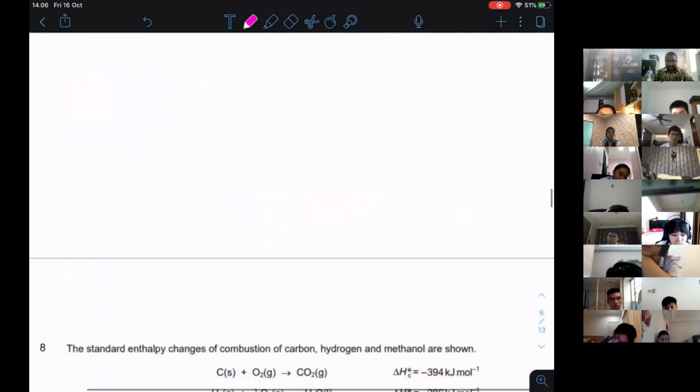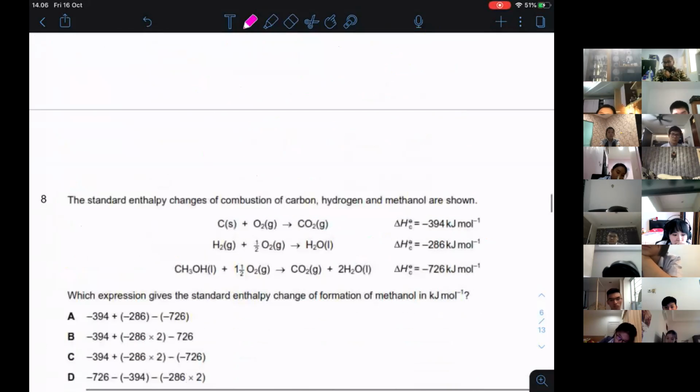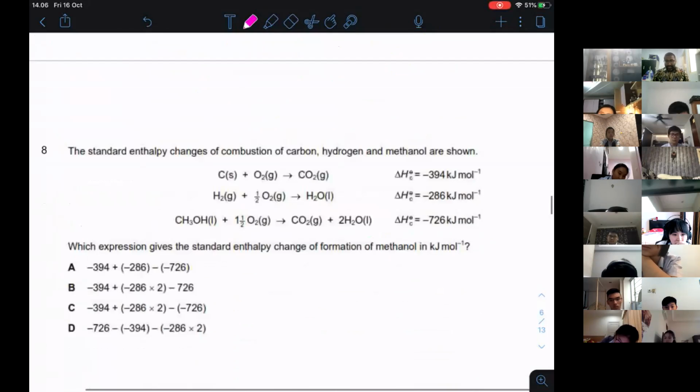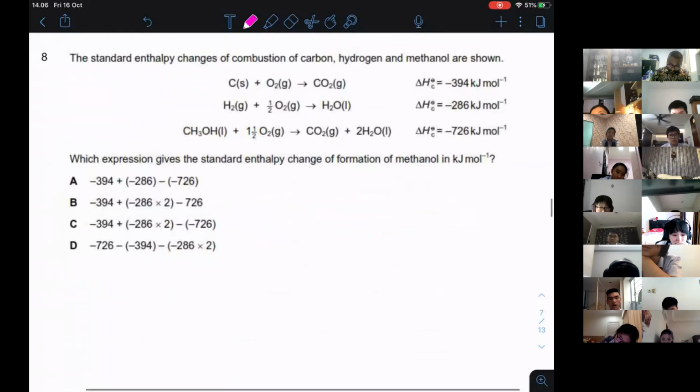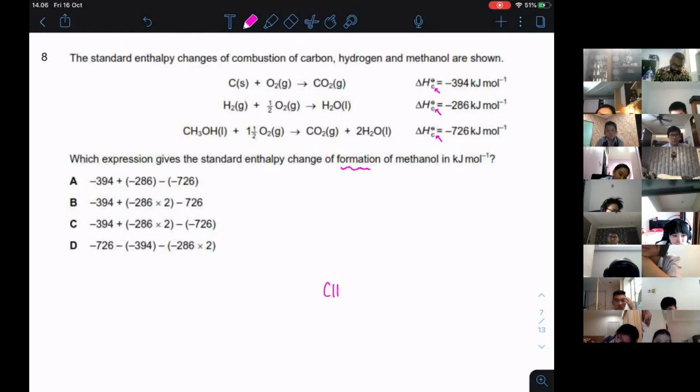Now, here I have another situation. Here you see this is not formation, this is all combustion, and I'm looking for formation. Formation of methanol. If I want to write it down, methanol is CH3OH. To form 1 mole of methanol, you get it from 1 mole of carbon and hydrogen. How many hydrogen do you need? You need 2. And then there is oxygen, so half oxygen. It means this is the enthalpy change of formation.